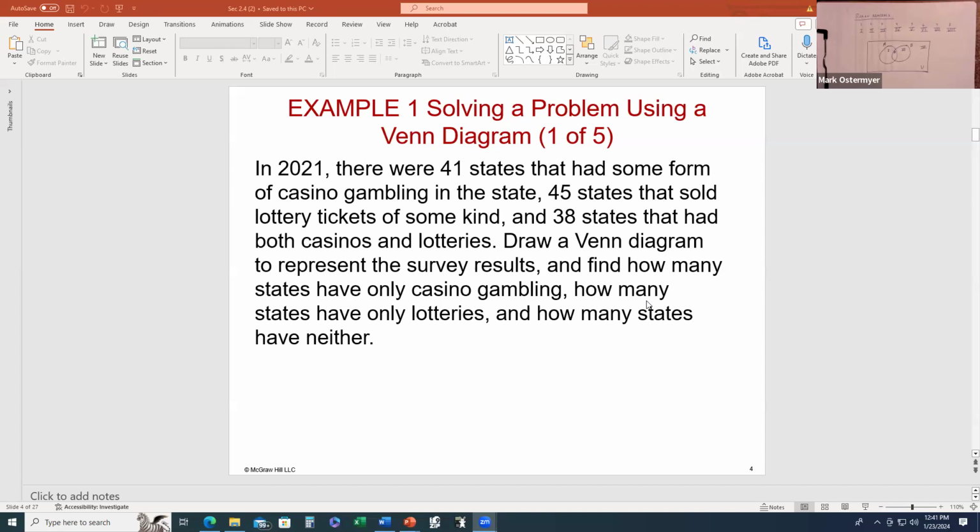All right, so I have a question for you. How many sets are we going to need in our Venn diagram to address this problem? Two, four, three? Three. Oh, three in the universal set, right? No, only two sets. You're only going to need one for casino gambling and one for lotteries. And then those will be embedded inside a universal set. So we're going to need two circles, one for casino gambling and one for lotteries, and those, of course, will be inside a rectangle.